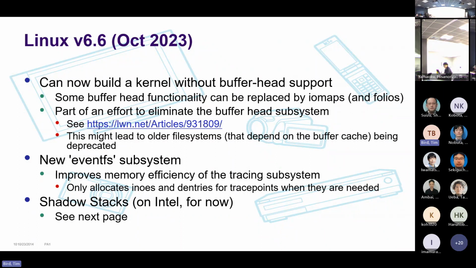There was a new pseudo file system introduced called eventfs, and this improves the memory efficiency of the tracing subsystem. It only allocates inodes and dentries for trace points when they're used. So this is a little bit more efficient. And then shadow stacks, which is a nice security feature.